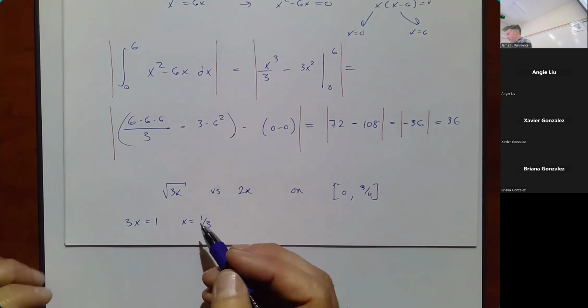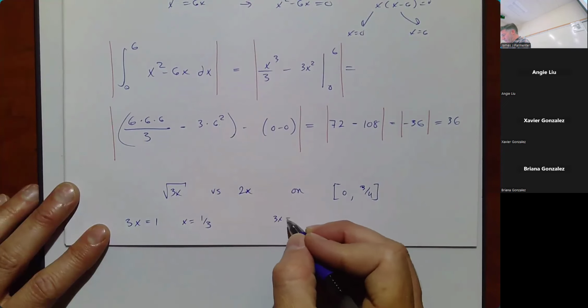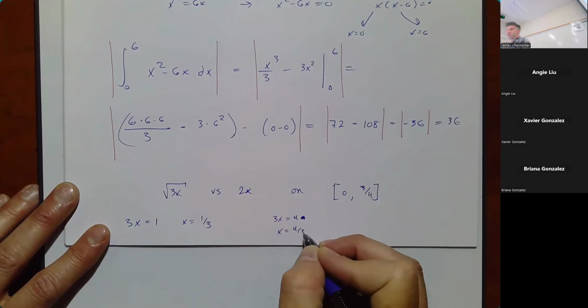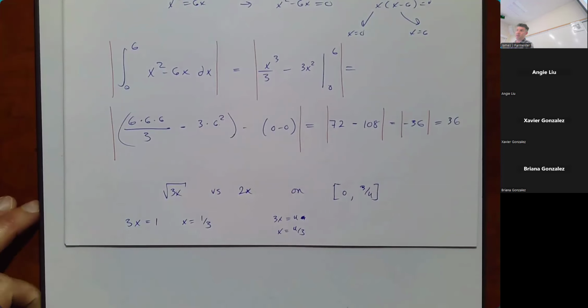If we try to go bigger, right, if we try to set 3x equal to 4, you get x equal to 4/3, and that's too big. So we can't even go up to the next square number. You have to pick 1/3. It's really the only nice thing.